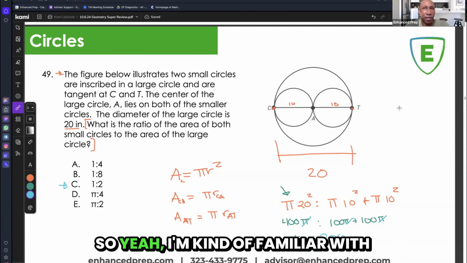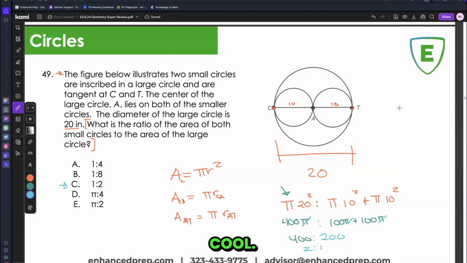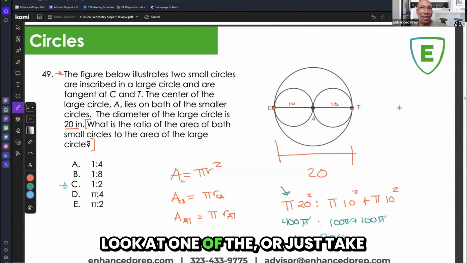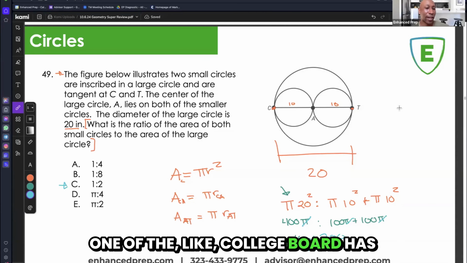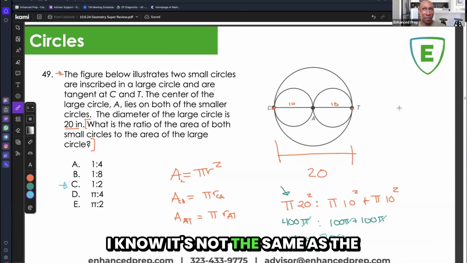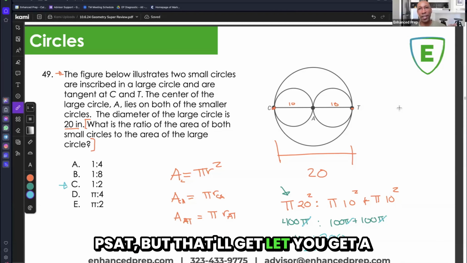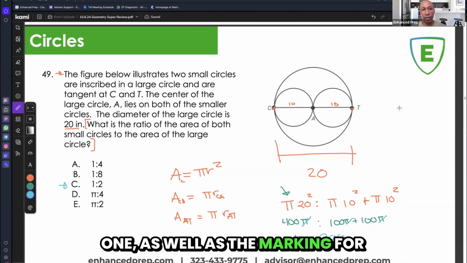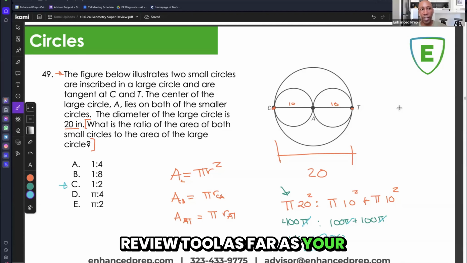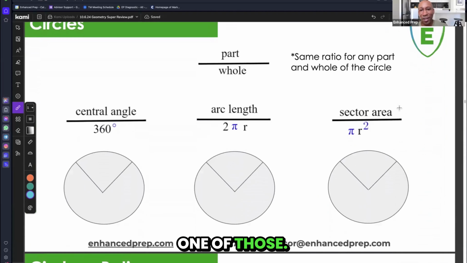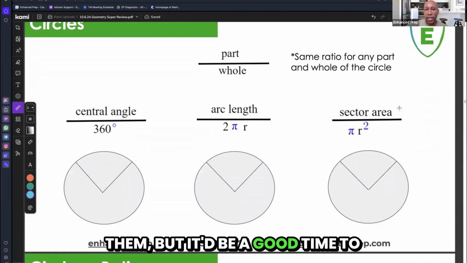On digital, so yeah, I'm kind of familiar with how Bluebook works. Okay, cool. I'd say, if you have a chance, take one of the College Board's free SAT exams and try it out. I know it's not the same as the PSAT, but it lets you see how the Desmos calculator works, as well as the mark for review tool and your annotations. So if you have a chance before the exam, definitely look through one of those. You don't have to do all of them, but it'd be a good time to check that out.